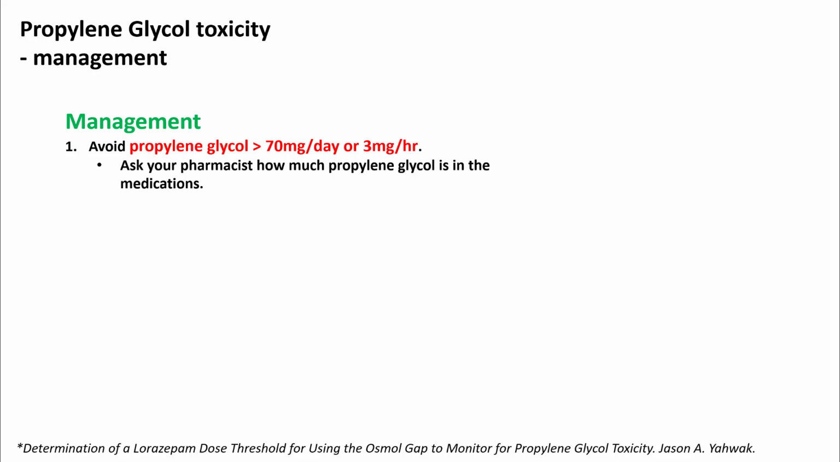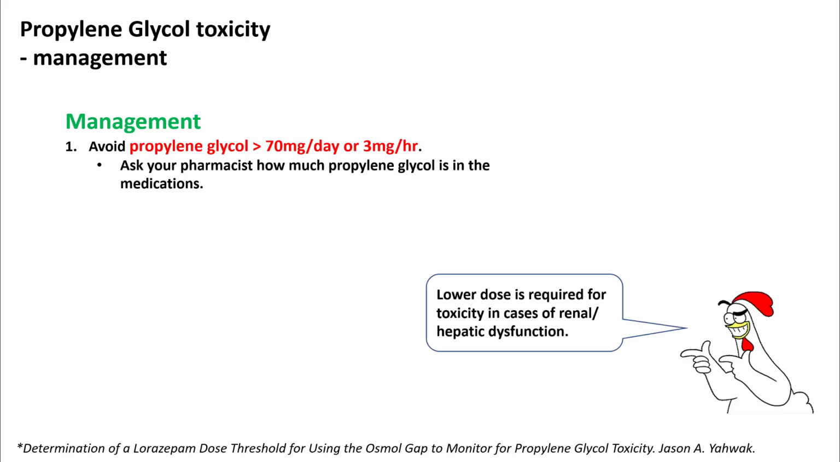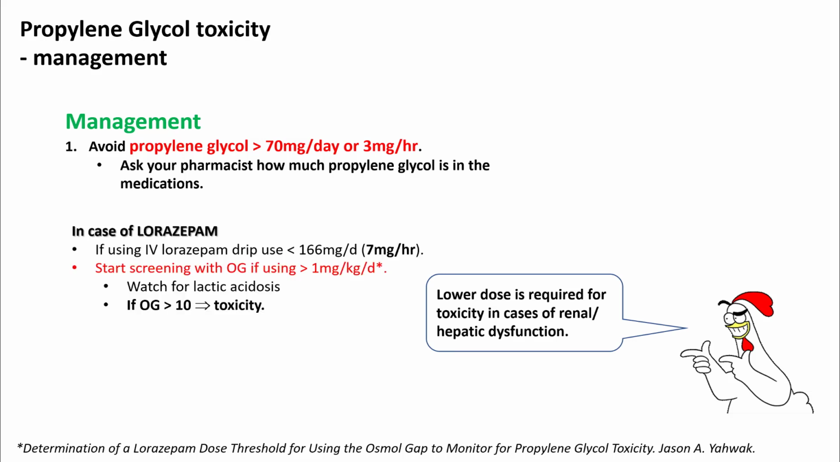Ask your pharmacist how much propylene glycol is in the medication. And if the patient has renal or hepatic dysfunction, understand that a lower dose is required for the toxicity. If you're using IV lorazepam drip, make sure that you use less than 166 mg per day or less than 7 mg per hour. Screen for osmolar gap if you're using more than 1 mg per kilogram per day of lorazepam. If your osmolar gap is more than 10, it suggests toxicity.